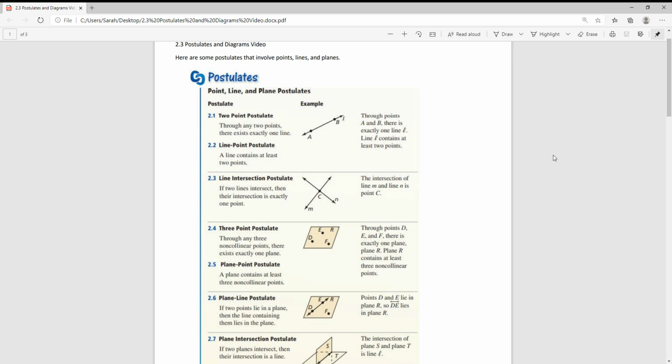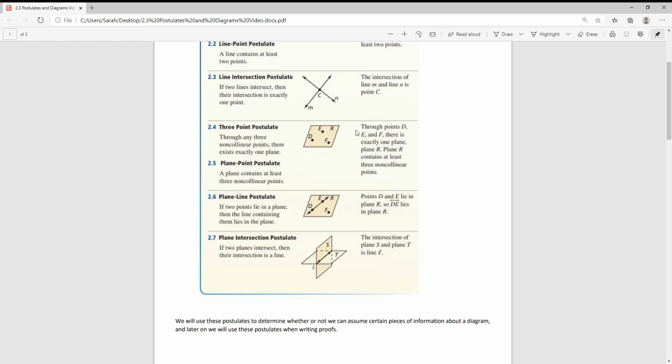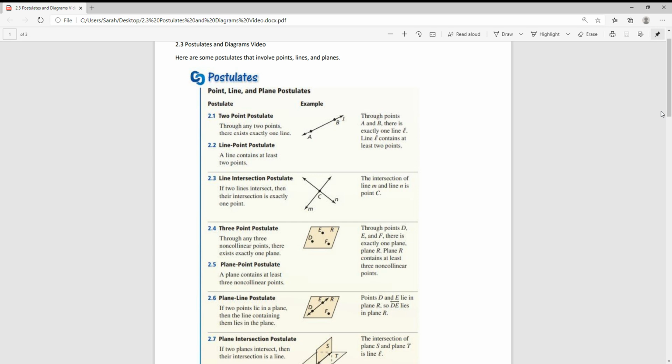Hello, today we're going to be talking about some postulates that have to do with points, lines, and planes. So I'm just going to read through these postulates here. We're going to keep referring back to them as we go throughout these examples today. So 2.1, the two-point postulate, says that through any 2 points, so we have points A and B here, there exists one line that goes through them, and that would be line L in this picture.